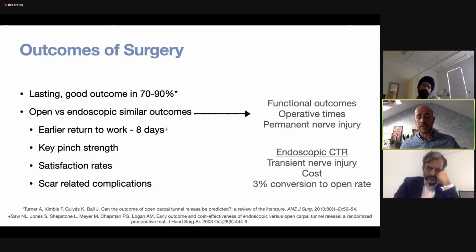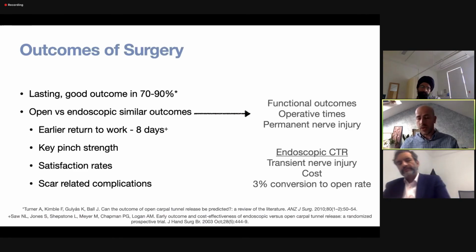Looking at permanent nerve injury rates, actually the rates between the two have now been found to be similar. With endoscopic carpal tunnel release, the biggest advantage is an early return to work, so a more global economic benefit to it. This is an early return to work by 8 days. Really looking at a small incision, less pain across the wrist. Key pinch strength is found to be better as well. Satisfaction rates have been found to be better, and as we would anticipate, scar-related complications are, as the scar is smaller, better as well.